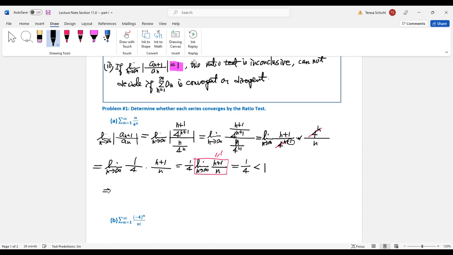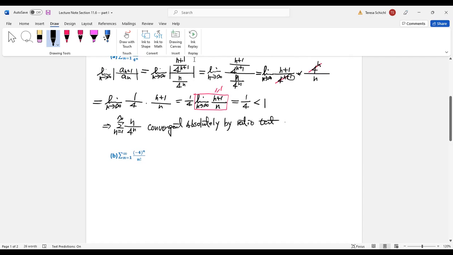So I know this series here, n to the 4n, is convergent absolutely by what test here? By the ratio test. Okay? All right. So now let's take a look at the second one here.